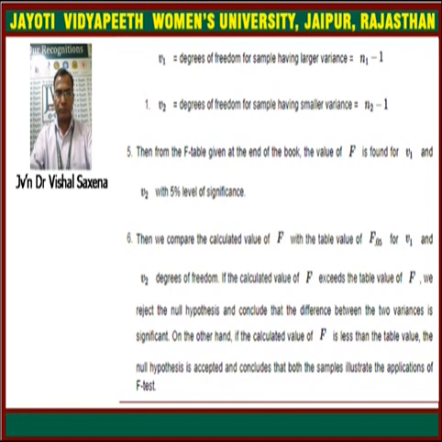Point number 5, then from the F table given at the end of the prescribed book, we can take the reference book, the value of F is found for V1 and V2 with 5% level of significance. Then we compare the calculated value of F with the table value of F 0.05 for V1 and V2 degrees of freedom. If the calculated value of F exceeds the table value of F, we reject the null hypothesis and conclude that the difference between the two variances is significant.